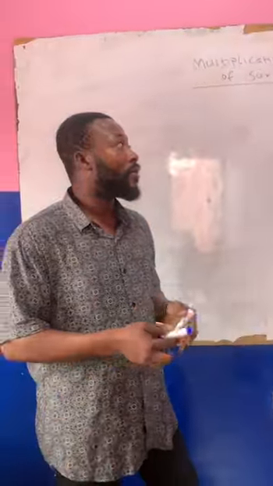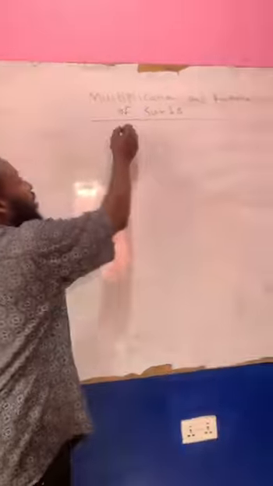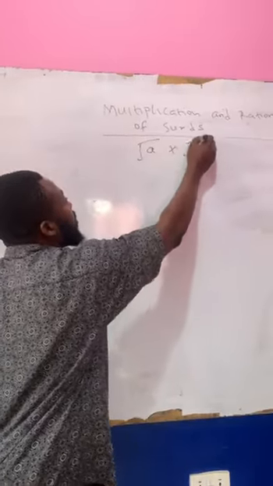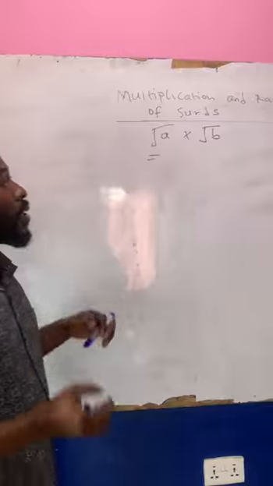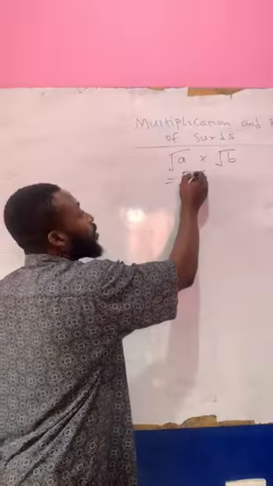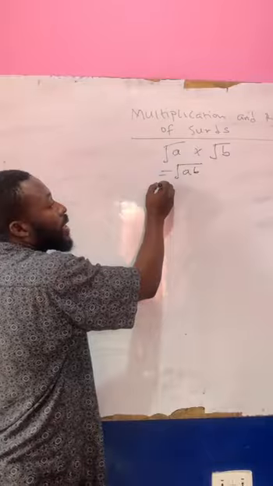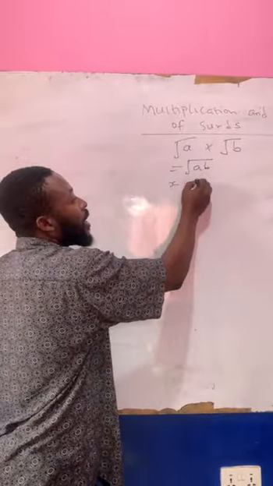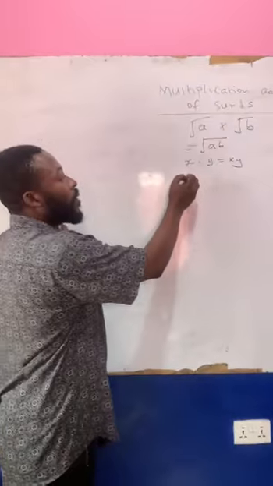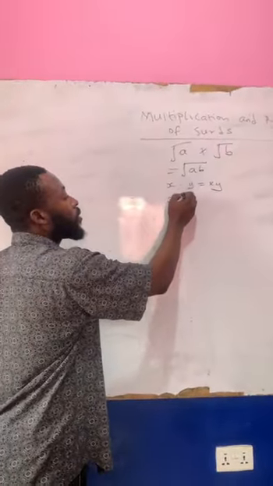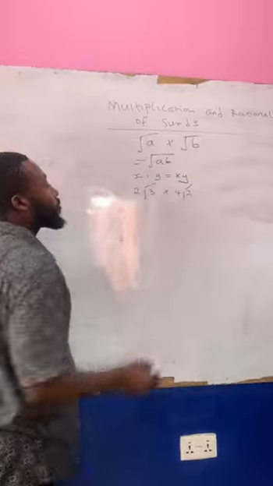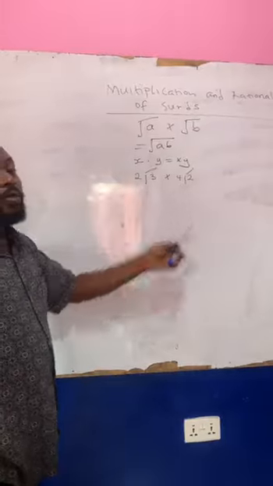Now, if you are given two surds, say I'm giving root A times root B. Because this is multiplication, we can easily write this as root AB. It's just like having x times y, which is written as xy. Now, if I'm giving 2 root 3 times 4 root 2, if you look at this, we have coefficients.